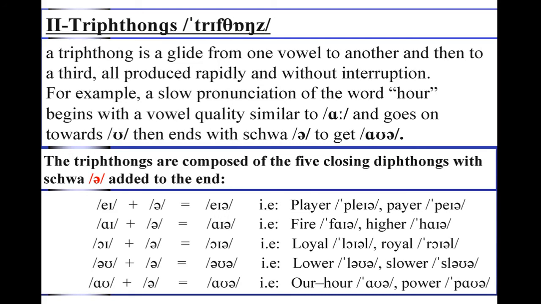The first one is ay-schwa. You can notice we have a diphthong and then a schwa, like in the words layer, player. The second one is eye-schwa, fire, tire. The third one, oy-schwa, employer, sawyer. The fourth, ow-schwa, like in power, shower. And the last one is oh-schwa, like in lower, slower.